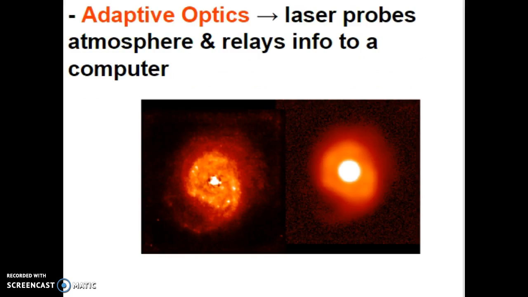Adaptive optics are another type of technology that have been added to telescopes. Lasers probe the atmosphere and they relay information to a computer. Now the image that you see here on the right side would be an image as you would see through a normal telescope without the help of active or adaptive optics. On the left side is the same image that has been cleaned up essentially due to bad viewing conditions.